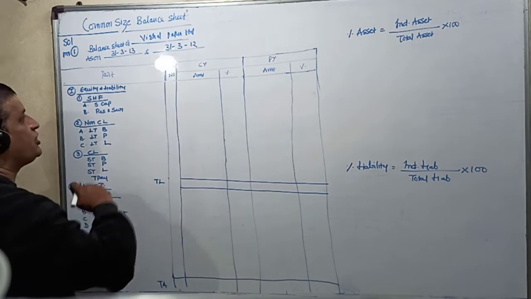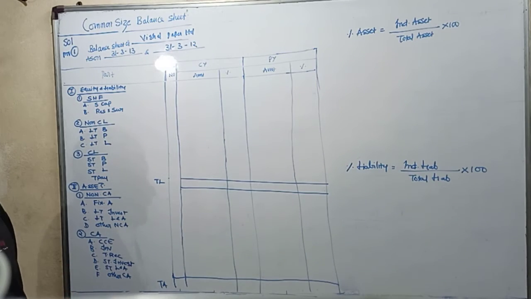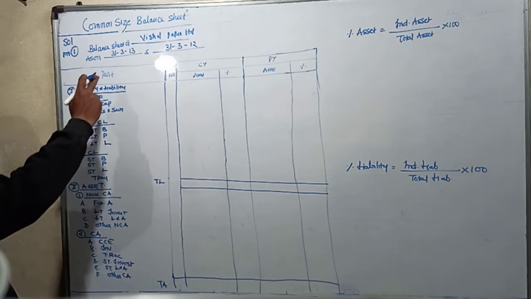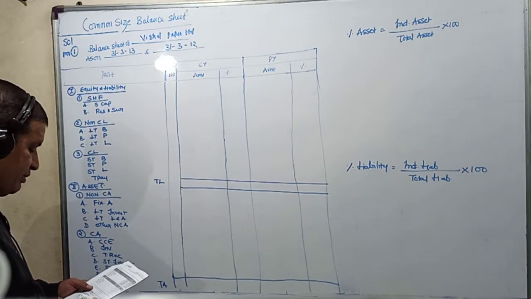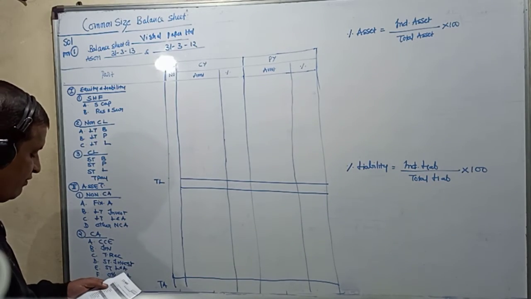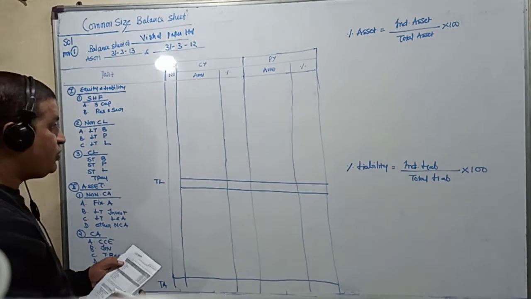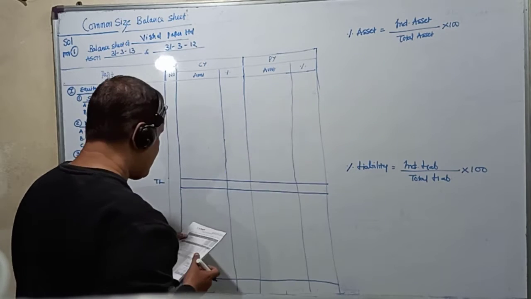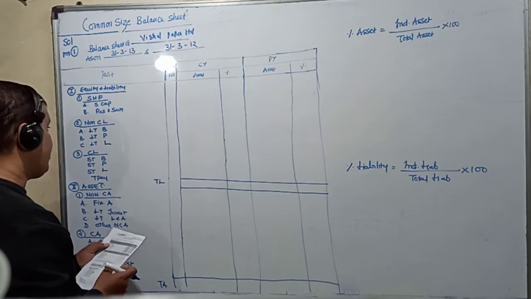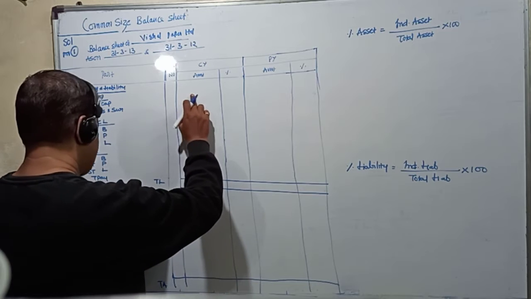Such a comparison is called what? Inter-period comparison. You are taking one company and taking two time periods. Now straight away we have to start posting the amounts, first only in the amount column. Later we'll come to the percentage column. Now come to share capital.